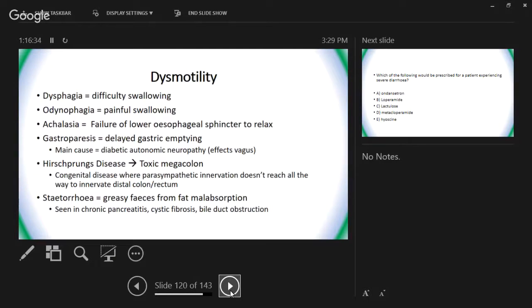Gastroparesis, common in diabetics. It's where you get delayed gastric emptying because of the autonomic neuropathy. Hirschsprung's is when the parasympathetics don't reach all the way down to the distal GIT. So you get that toxic megacolon, which can happen in kids, in little babies. And then steatorrhea, as we mentioned, like fat malabsorption, seen in pancreatitis, CF, and also a bile duct obstruction.